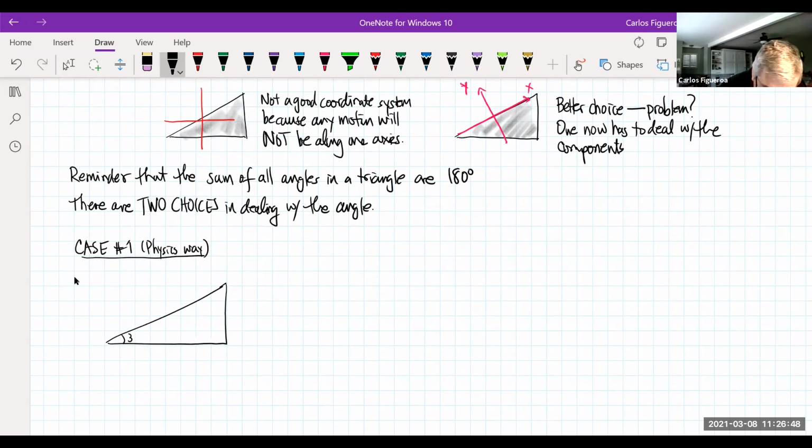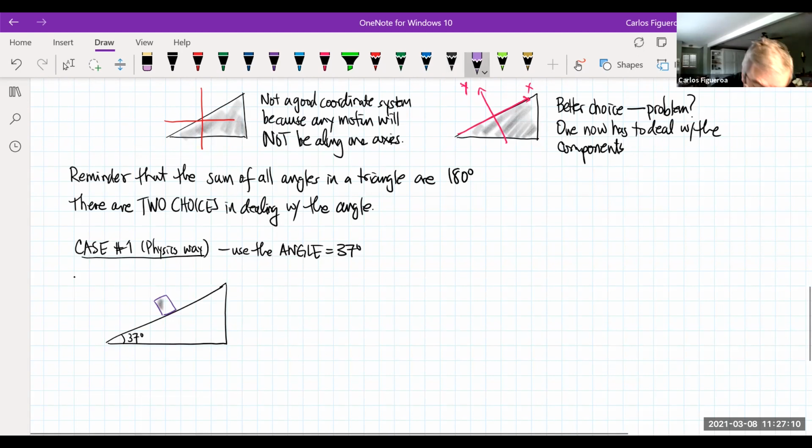And the physics, they use the angle equal to 37 degrees. So let's look at that scenario. If I look at this scenario here, and I'm looking at my block here, what am I seeing here?